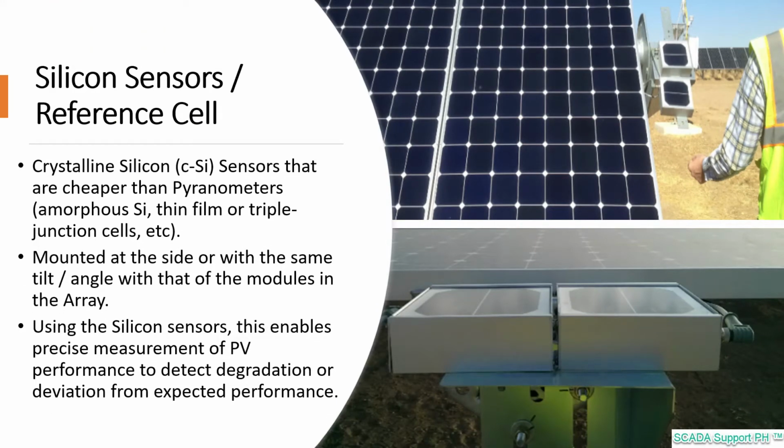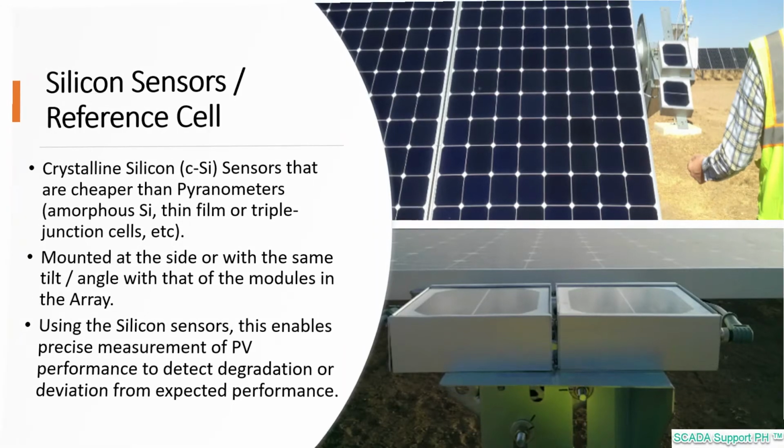Reference cells, on the other hand, are silicon sensors that are cheaper than thermopile pyranometers and mounted within the same tilt or angle as that of the modules. By using the same make and model as that of the PV modules in the field, this enables precise measurement of PV performance to detect degradation or deviation from expected performance.